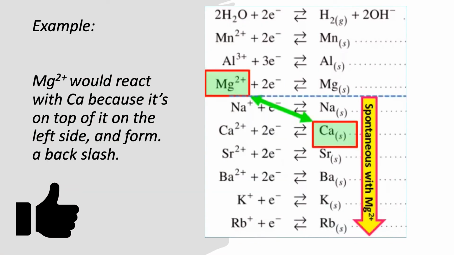Let's look at an example. Mg2+ can react with every reducing agent below it. So the reaction of Mg2+ and Ca solid is spontaneous. Notice that a backslash is drawn between the two species. So when a backslash can be drawn between two species, the reaction will be spontaneous.